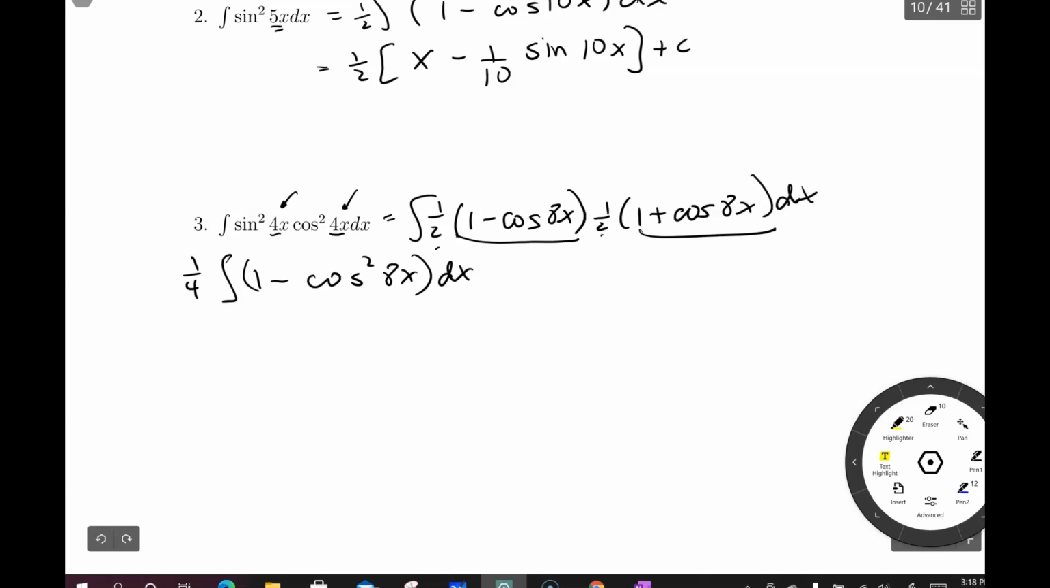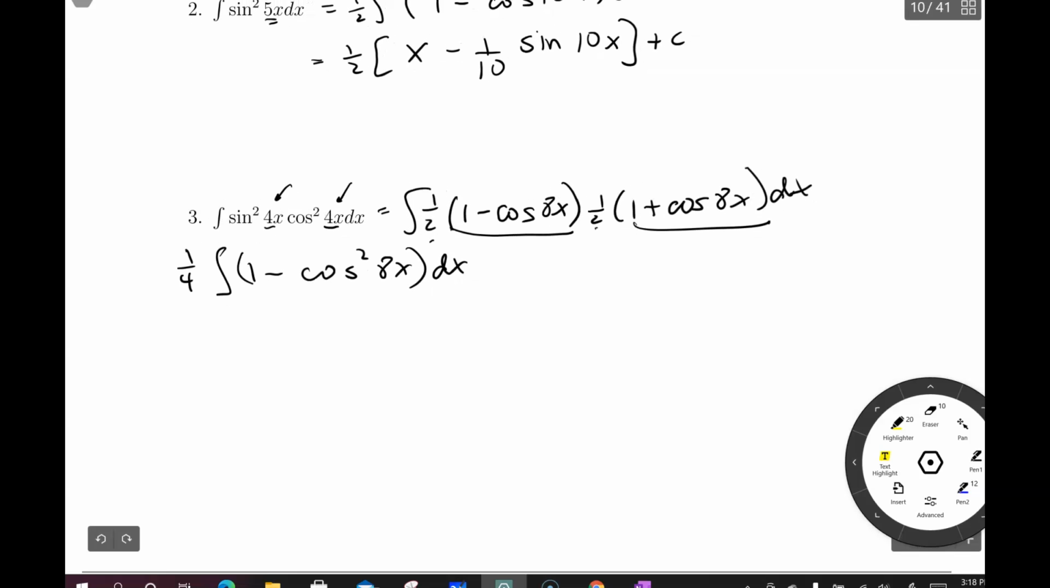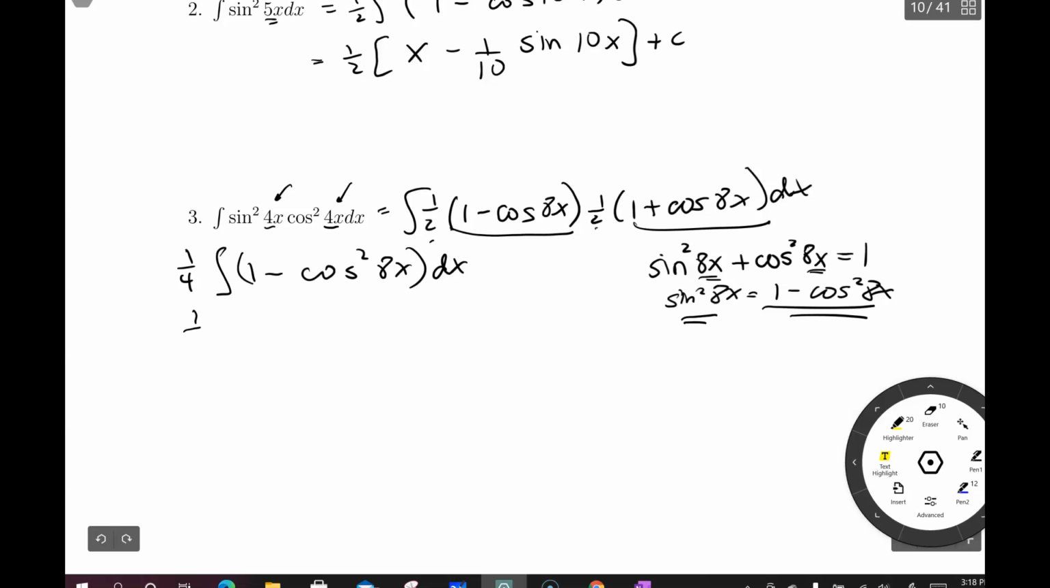Okay, so just like in my notes, I'm going to take advantage of the fact that I know that sine squared of 8x plus cosine squared of 8x is 1. Okay, as long as these angles are the same, right? Doesn't matter what they are, as long as they're the same, this identity works. So I can solve for sine squared and replace this with this. So then I just have one term to integrate.